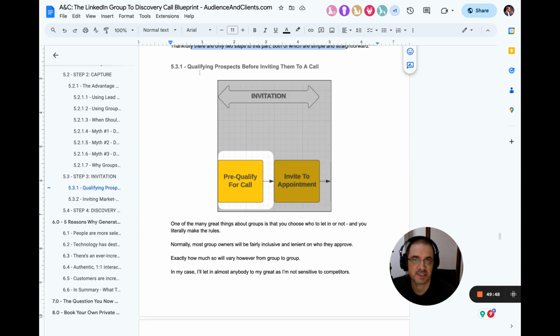So step number one, qualifying prospects before inviting them to a call. One of the many great things about groups is that you get to choose who to let in or not, and you literally make the rules, right?